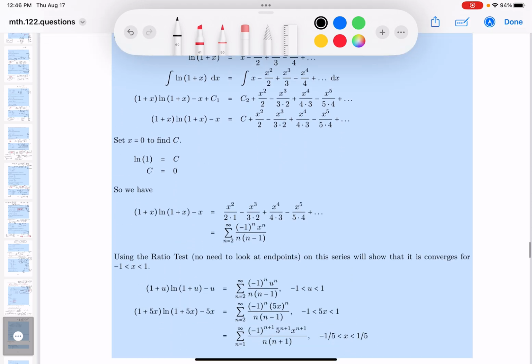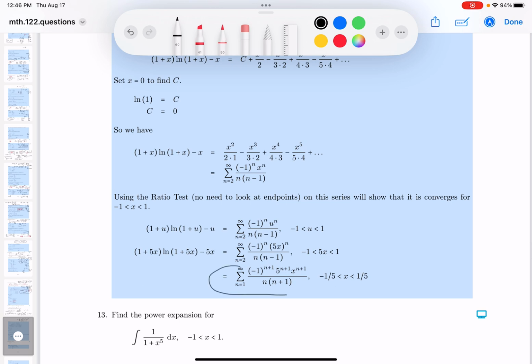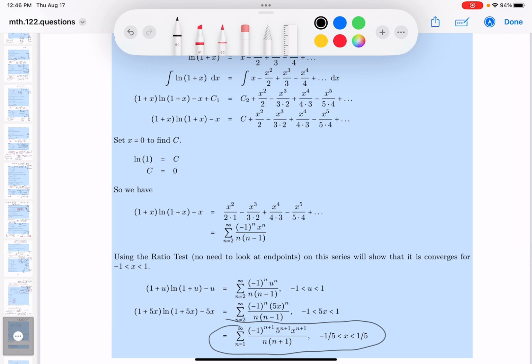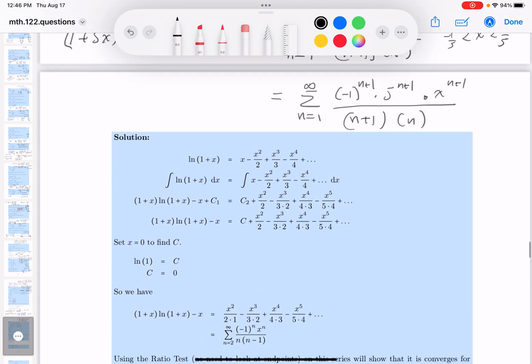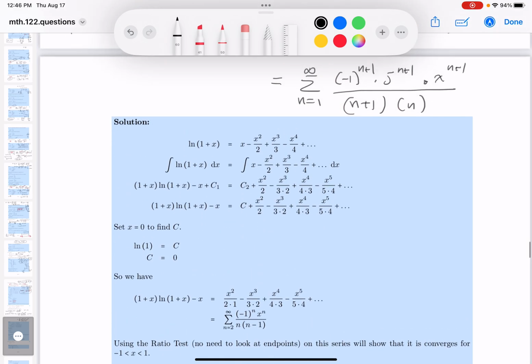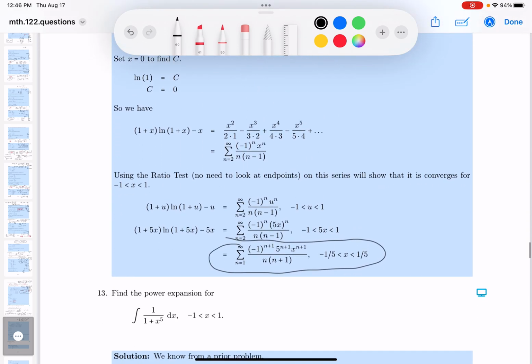Let's take a look at it, see how we did. And I'm seeing their final answer over here. We already put down the interval, by the way. So, minus 1, it's starting at 1 to infinity, minus 1 to the n plus 1, we got that. 5 to the n plus 1, we got that. x to the n plus 1, we got that. And n plus 1, we got that. Thank you.